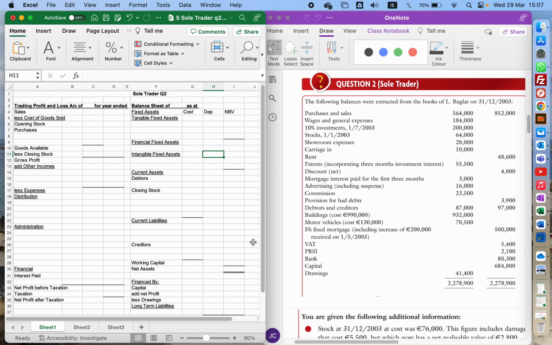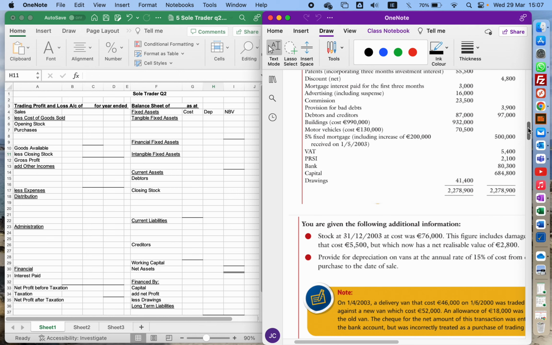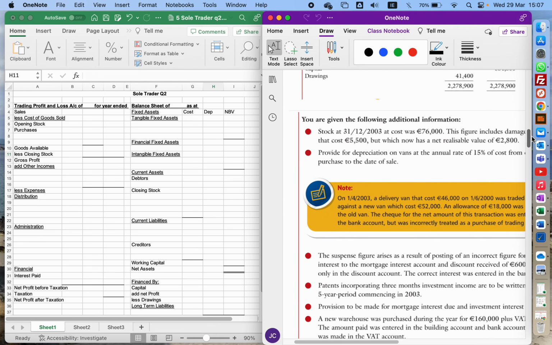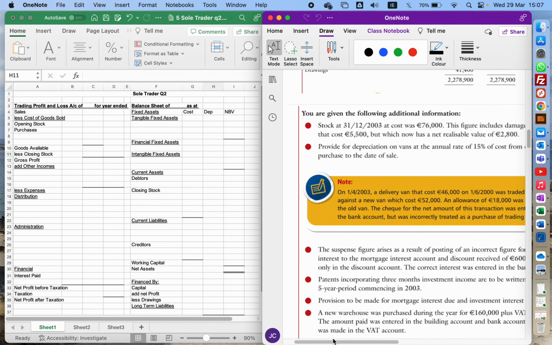Okay, as standard with all these questions, we're going to start off the question by having the blank document laid out here ready for us to put information into. Now we're going to do our adjustments first, and as we do the adjustments we'll put those numbers in. So I'm going to start off with, down the bottom I've got my closing stock figure. So this is question 2 from the textbook.